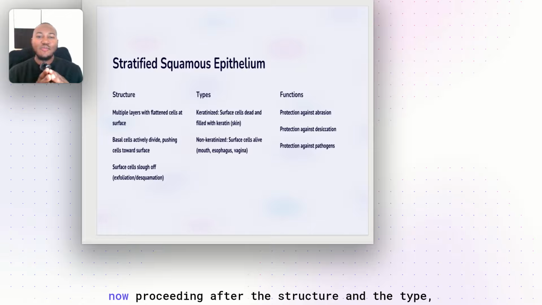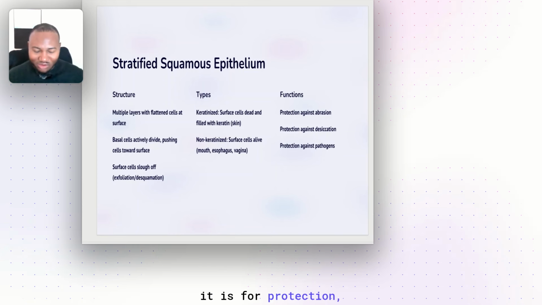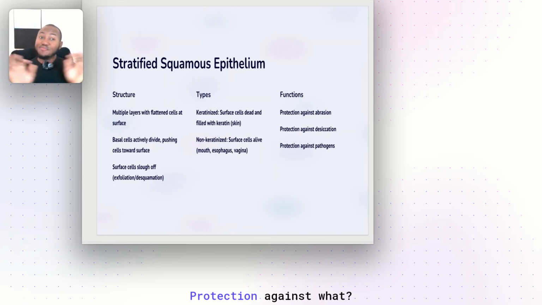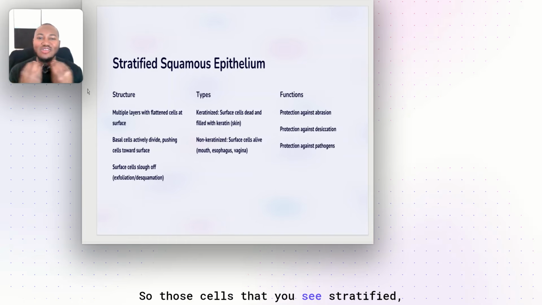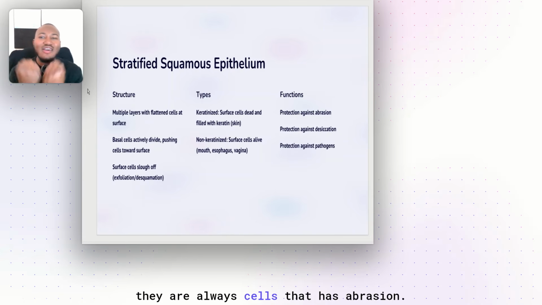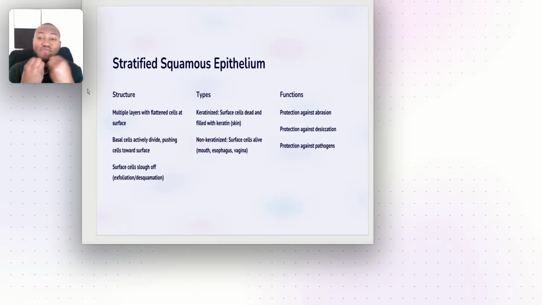All right? Now, proceeding, after the structure and the type, the function. Anytime you hear stratified, it is for protection. Simple. Protection. Against what? Abrasion, desiccation, and pathogens. Extremely important. So those cells that you see stratified squamous, they are always cells that experience abrasion. Like the mouth, for example, you put a lot of food in the mouth. The esophagus, food goes through, so it scratches it. So it has to be tough.